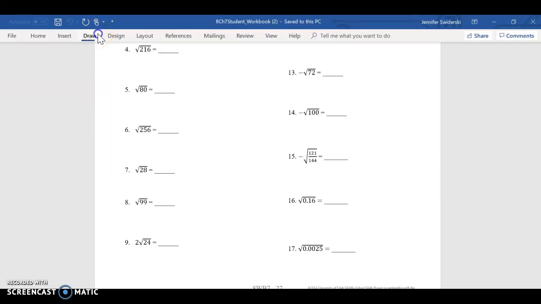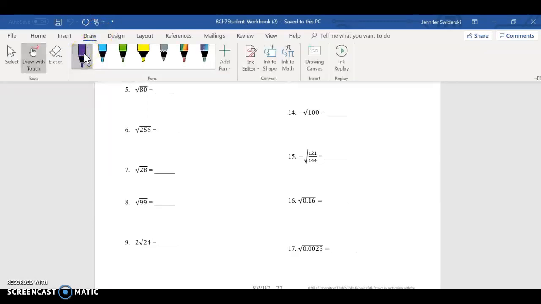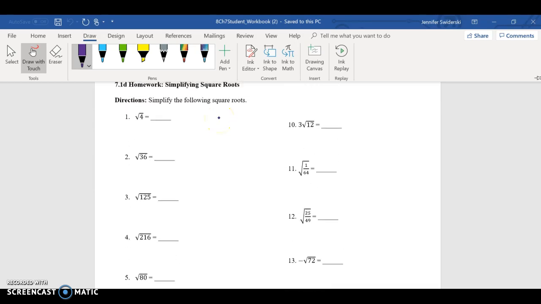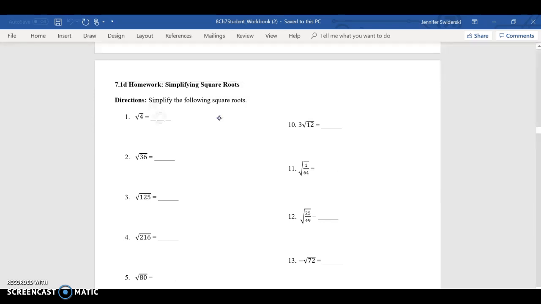All right, guys, to start today, I want you to turn your notes to page 27, and we are going to go over page 27. Now, I know many of us already started this, okay? We know the square root of 4 is positive or negative.